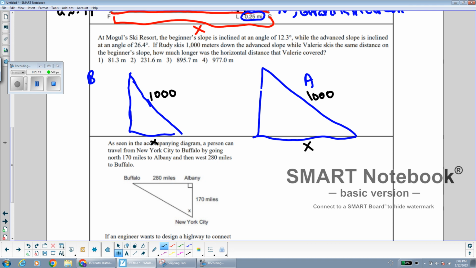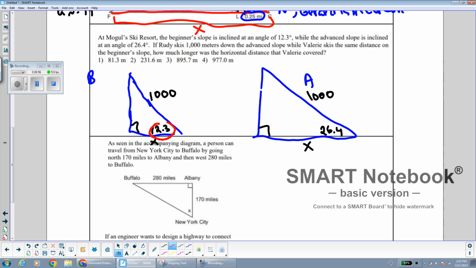Let's fix it. The angle that it's inclined at is the angle of elevation of the ski slope. That would be here for the beginner slope, inside the triangle next to the right angle, and here for the advanced slope, inside the triangle next to the right angle. It's also the angle at which the slope is inclined, because it's the angle that it's sloping. And that's the angle of elevation. Okay, so here we have it labeled correctly.